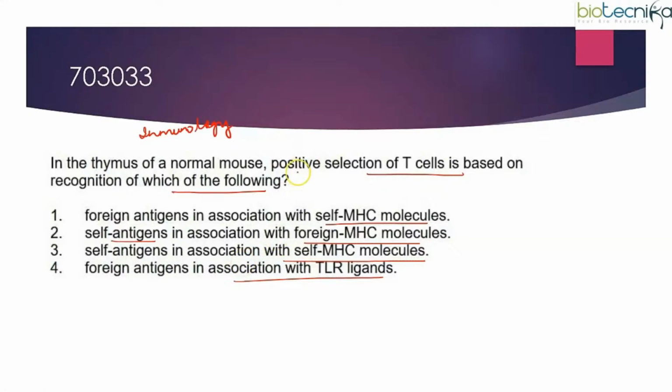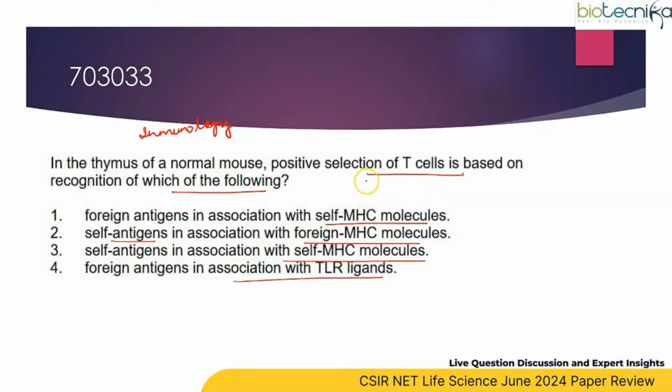So it is based on selection. When the T cells form CD4 and CD8 cells, there are two selections that occur in the thymus, positive and negative selection. This part of the question is related to that. Yes, somebody answered the question right. The right answer for this question is option 3. Positive selection of T cells is based on self-antigens in association with self-MHC molecules.